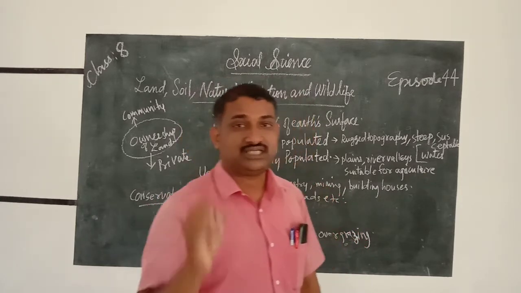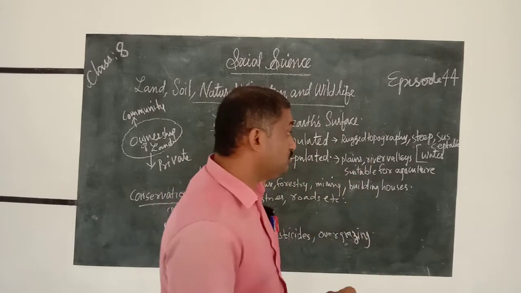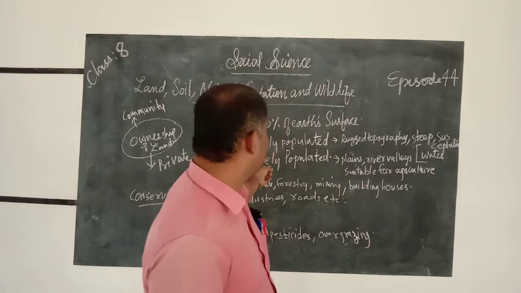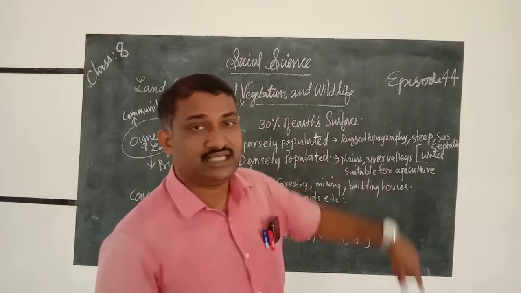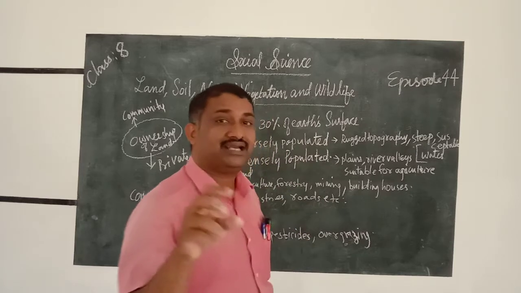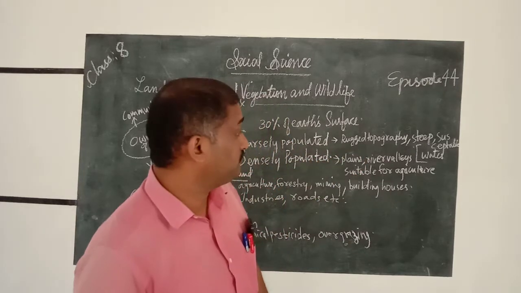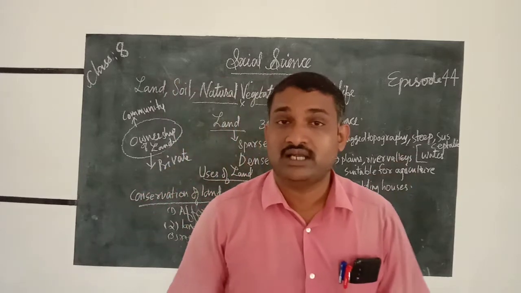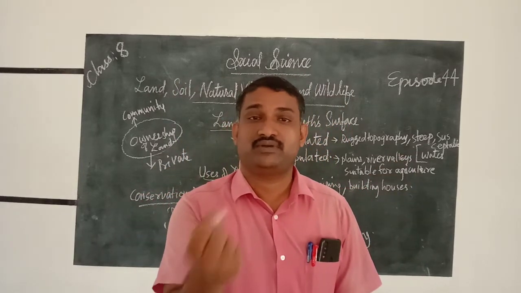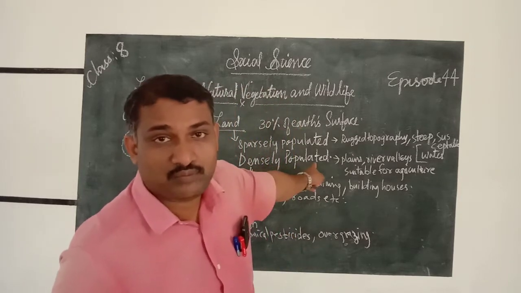First we studied the land. There are two types of areas: sparsely populated areas and densely populated areas. Sparsely populated areas are those where people are less inhabited: rugged topography, steep areas, then water shortage. These areas are less populated. Next, densely populated areas.